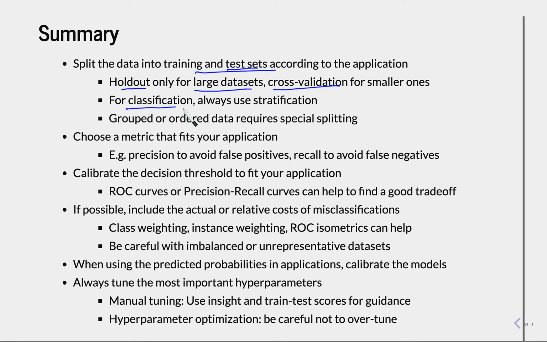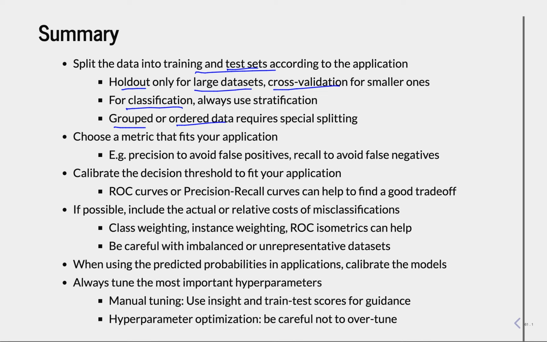Whenever you do classification, always use stratification. It's a simple rule, but it's sadly often forgotten. If you have group data, which means you have multiple rows in your data set that belong to the same group or person, you want to have these either all in the training set or all in the test set. So for that, you need to do a grouped cross-validation. If your data is ordered, like a time series, always make sure that your older data or your previous data is in the training set and your newer or next data is in the test set.